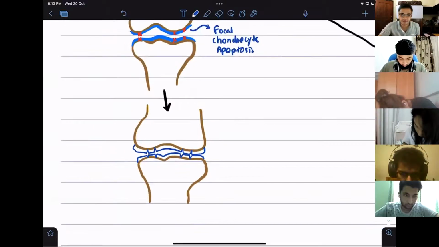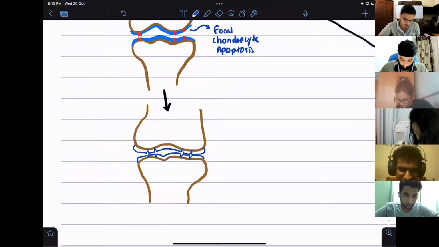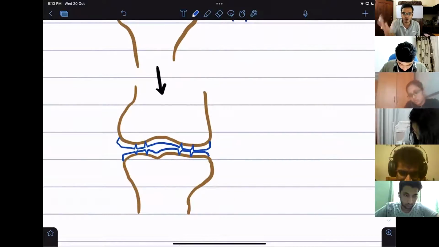These are called, guys, now you can draw. These are called fissures, right? Basically, from those focal chondrocyte apoptosis regions, cartilage is being destroyed in those areas because there are no chondrocytes, right?